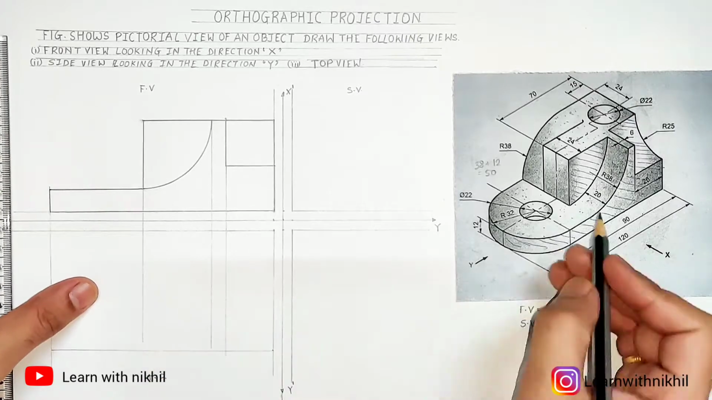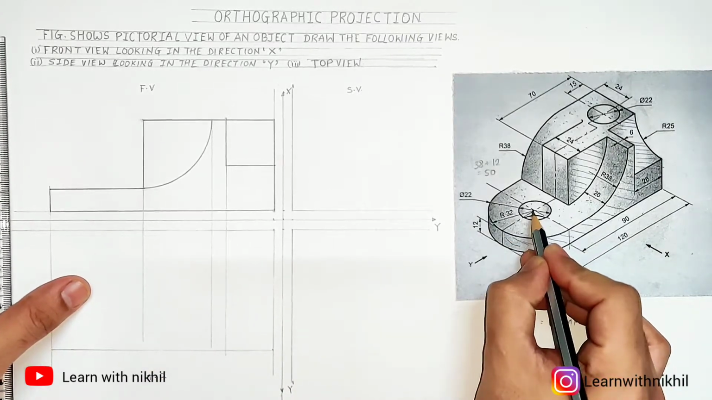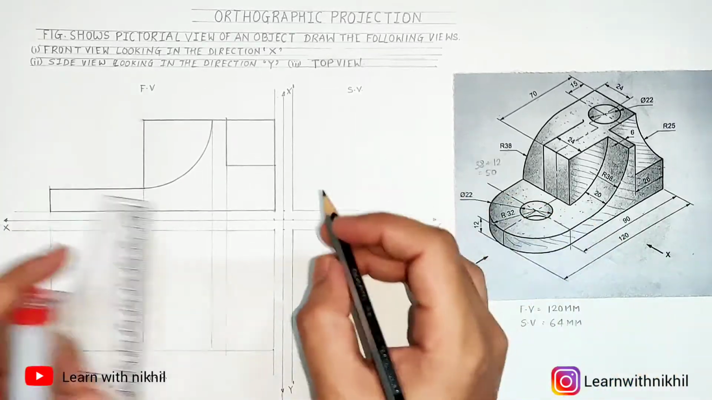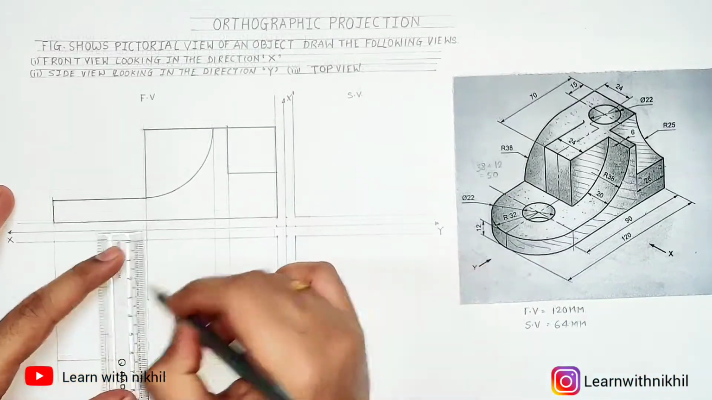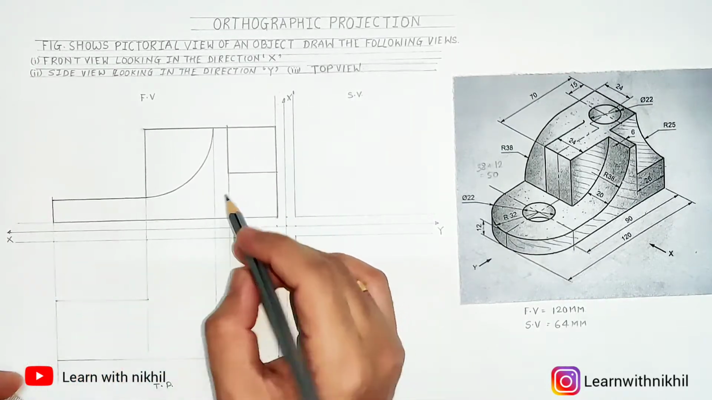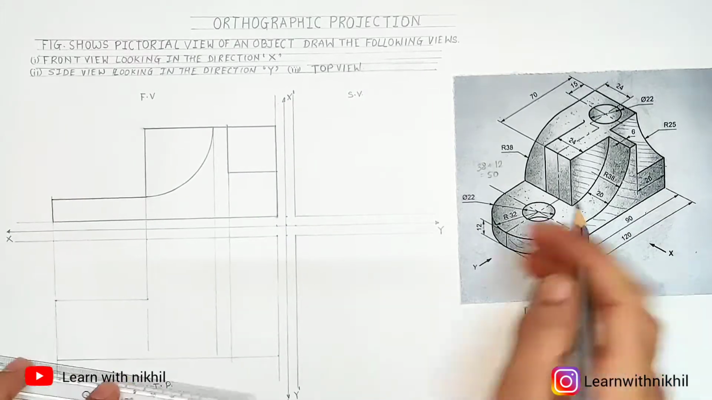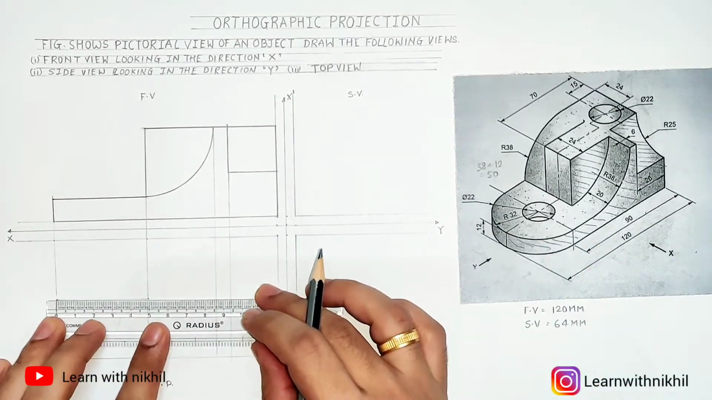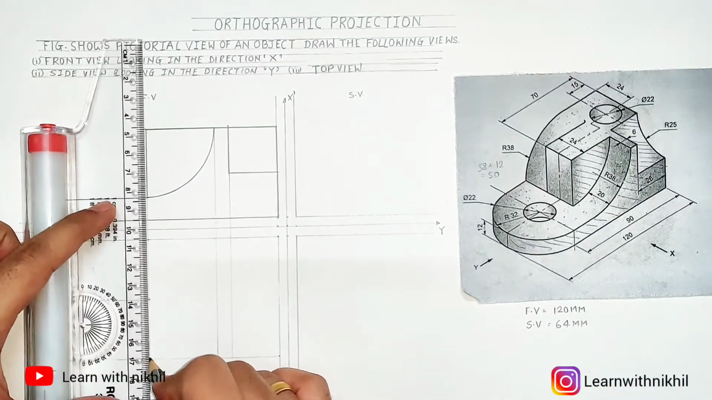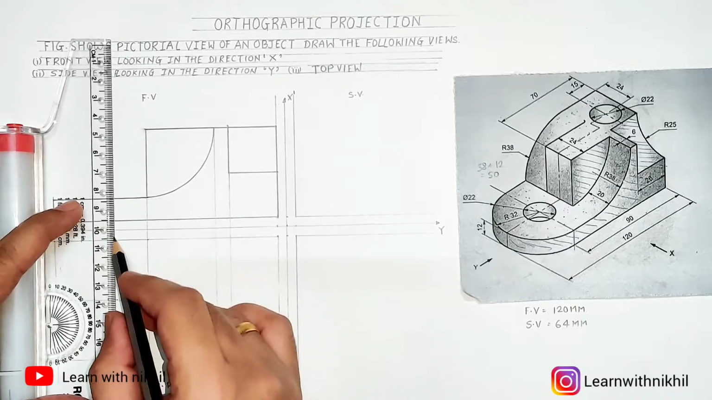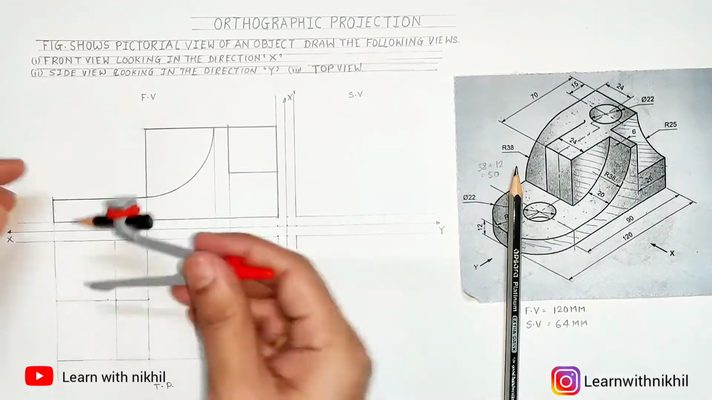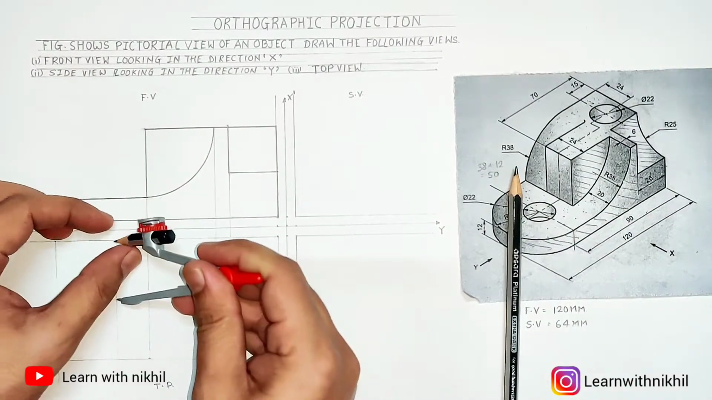From the top view, we will draw this semicircular part, where the radius given is 32. For that we will find the center point. As this distance is 64, we will mark the center point at 32. So on 32 we will mark a straight line, and at that center we will mark the center point for the circle. Now through that center point, taking radius as 32, we'll draw a semicircle.